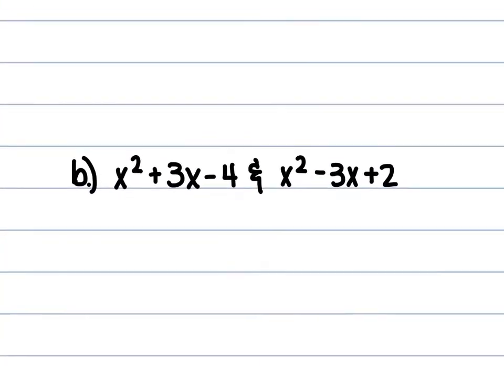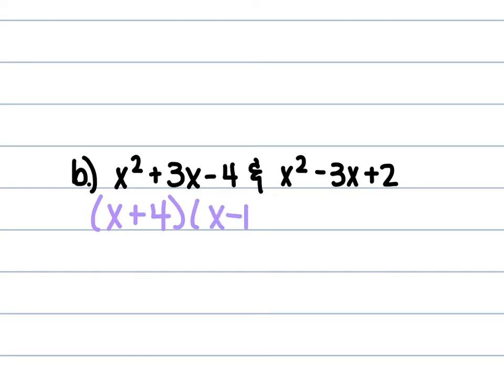For B, we have to factor these. So that x squared plus 3x minus 4, the factors of negative 4 that add up to be 3, are a positive 4 and a negative 1. For the x squared minus 3x plus 2, the factors of that 2 that give us a negative 3 are negative 2 and negative 1.